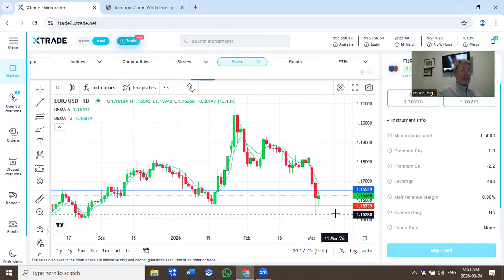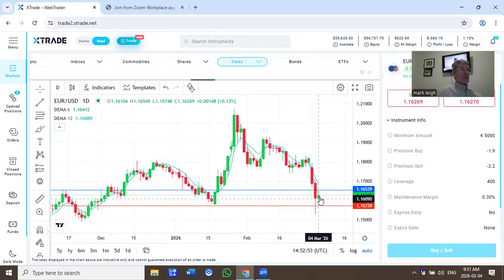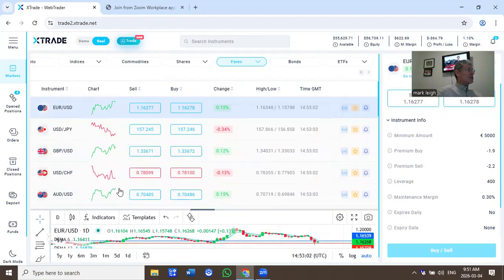Support at 115.73 and resistance at 116.53 for now, and currently sitting pretty much in the middle of that range, perhaps slightly closer to the top half of the range. Let's have a look at the pound against the US.